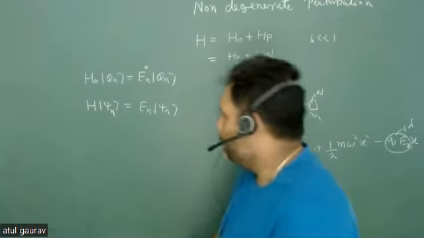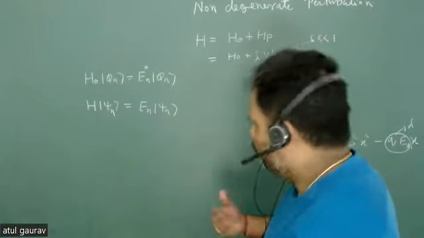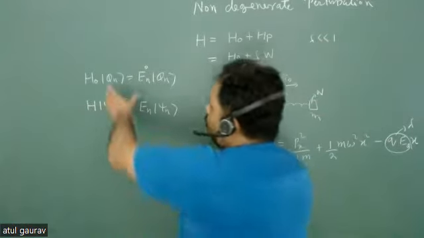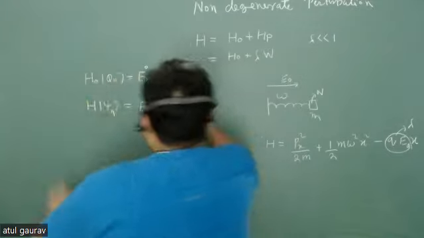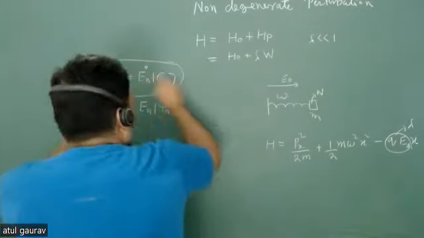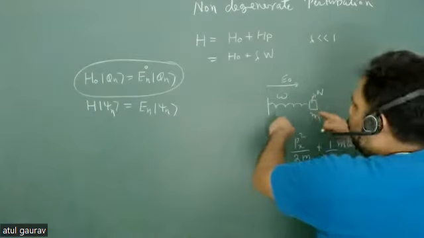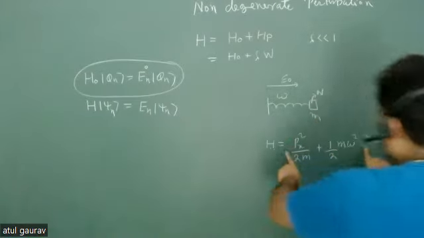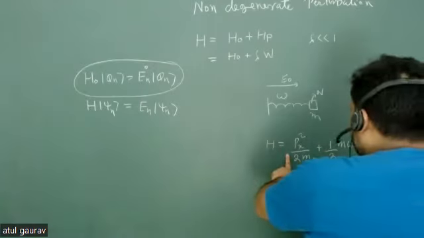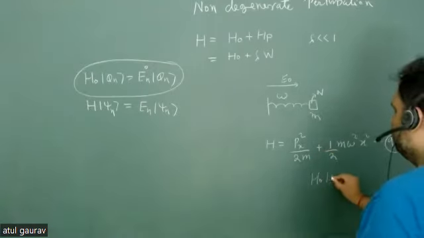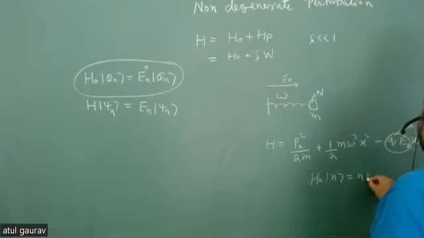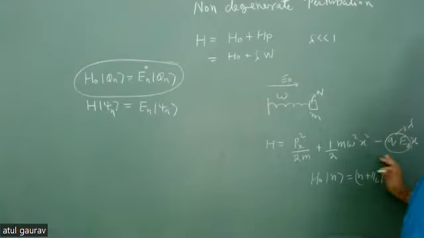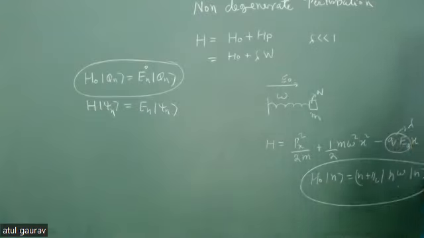Sir, please explain the last part. I am saying again, you have the unperturbed Hamiltonian, it is completely solved. So here what is your harmonic oscillator? That is the unperturbed Hamiltonian, isn't it? So this is your H naught, and you know the solution: H naught |n> is equal to (n plus half) ħω |n>. You know this solution. Are you getting my point?